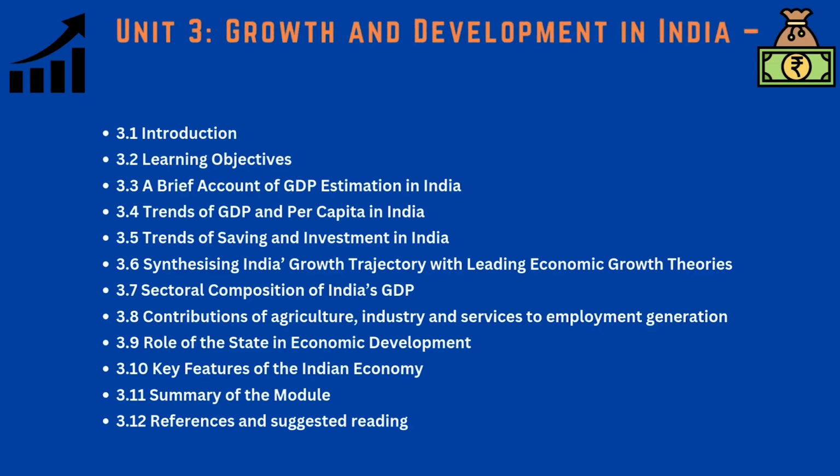So the structure of the unit is like this. We have first a brief introduction, then learning objectives, then a brief account of GDP estimation in India, trends of GDP and per capita income in India, trends of saving and investment in India, synthesizing India's growth trajectory with leading economic growth theories. Then we shall be looking at the sectoral composition of India's GDP, then contribution of agriculture, industry and services sectors to employment generation, and then we will also evaluate the role of the state in economic development and its key features of the Indian economy, and then we will summarize the module and we will also look into the references and suggested reading.